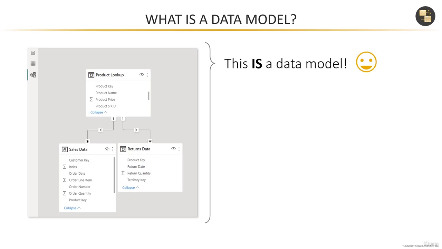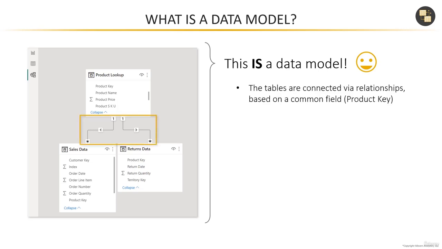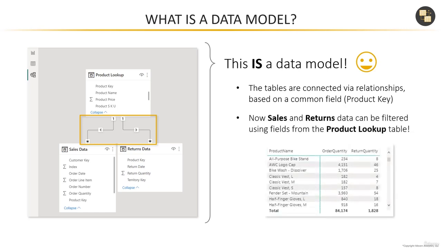And why is it a data model? Well, because now we have relationships. These three tables are connected via relationships based on common fields or keys. And we'll talk more about different types of keys and what they mean in just a minute. But for now, what this means is that we can take fields from our sales and returns data, and because those relationships exist, it means that we can aggregate or filter those values based on fields from related tables.